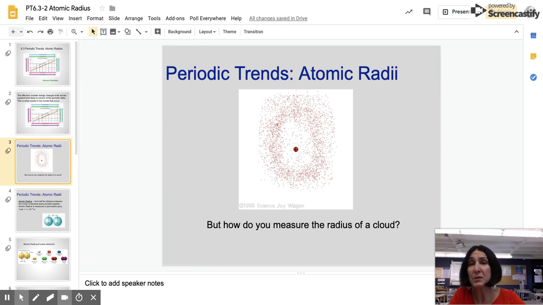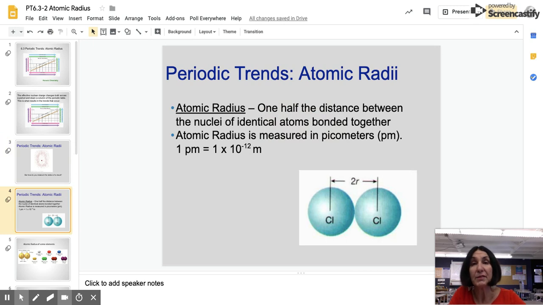An atom's mostly empty space. There's just a lot of electrons buzzing around this nucleus, but there's no clear-cut boundary. So the way that it's measured is by measuring half the distance between the nuclei of two like atoms. Here you see two chlorine atoms, and half of the distance between their nuclei is measured in picometers. A picometer is only 1 times 10 to the negative 12th of a meter. That's extremely small. That is 1/1000th of 1/1,000,000th of a meter.